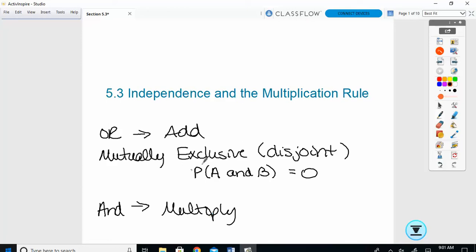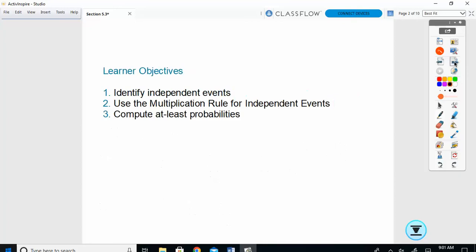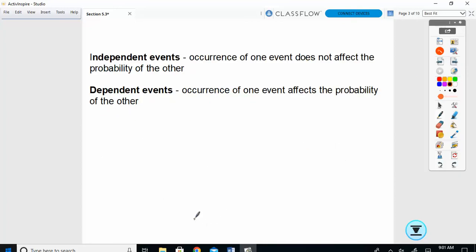So first, let's write down those definitions, and then I'm going to talk about what they mean and how they relate to us. So independent, the occurrence of one does not affect the probability of the other. And dependent, it does affect. So I'll let you write it and then I'll talk.